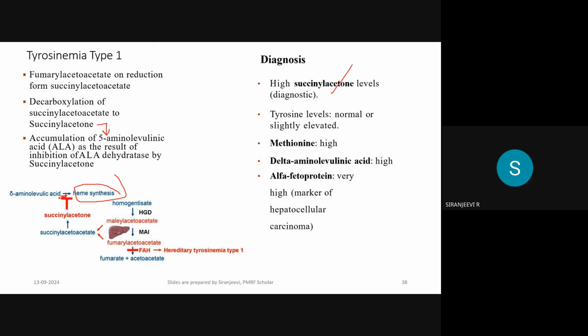And tyrosine levels are normal or slightly elevated in the body. Methionine levels are high, and delta-aminolevulinic acid is high, whereas the alpha-fetoprotein is very high, which is a marker of hepatocellular carcinoma.